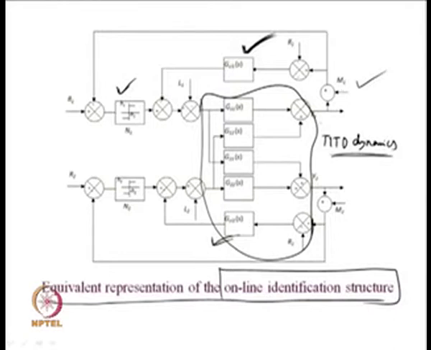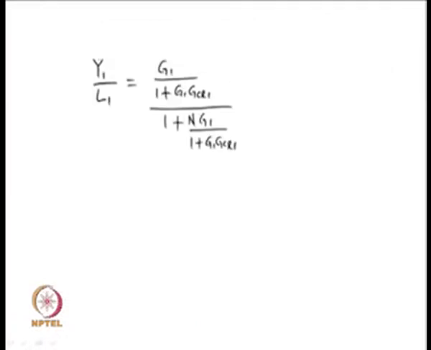Let us find the transfer function between y1 and L1. Assuming R1 to be 0 and R2 to be 0, for the case when the TITO process or dynamics is assumed to have decoupled dynamics, the transfer function between the output and the static load disturbance can be given in this form. Upon simplification, it gives us G1 upon 1 plus N G1 plus G1 G_CL1. This is for one loop.